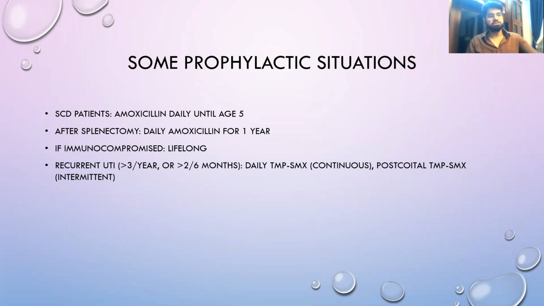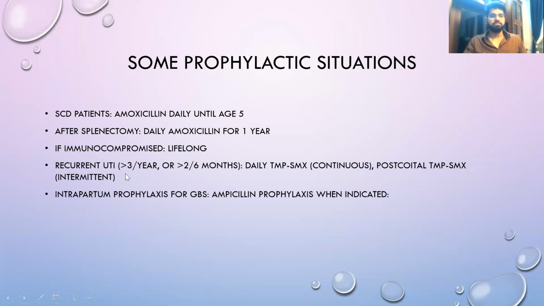We either go for continuous prophylaxis, which is simply daily TMP SMX, or we go for post-coital TMP SMX. TMP SMX is the drug of choice. We can go for beta lactams as well, and that is called intermittent. So if somebody has more UTIs in relationship to sexual activity, that is when you should consider the post-coital form, or you can consider the continuous form. They will never ask you to choose between one or two. They will just ask you to know that you should have these prophylaxis in this scenario of recurrent UTI.